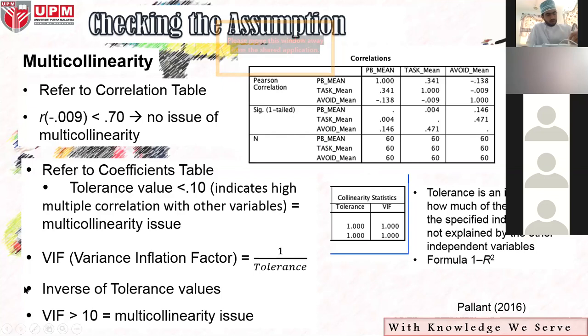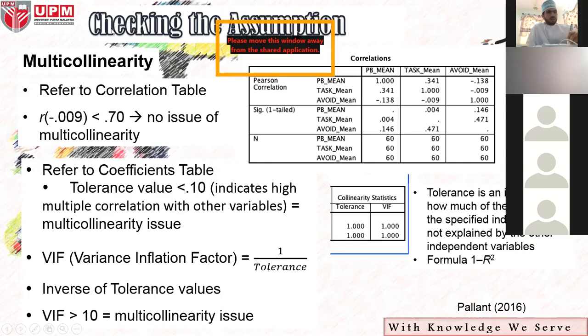So this is the first way to check for the multicollinearity, meaning that we just compare the value inside here with the cutoff point of 0.7. Earlier I think I used this value, right? So I mistakenly did that, sorry for that.